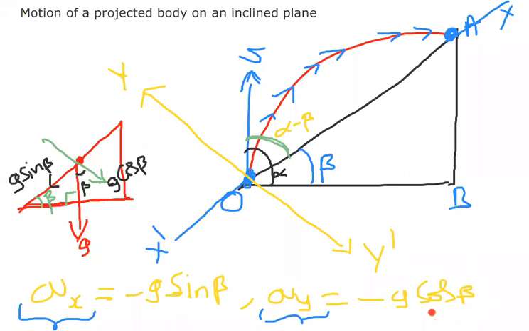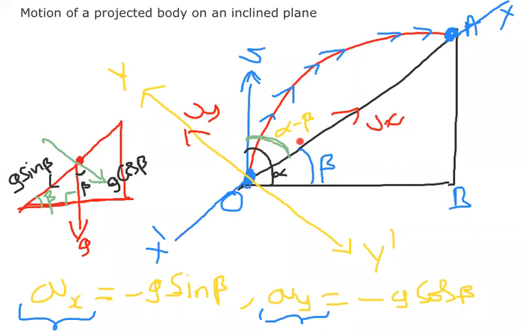Now, let us observe what ux and uy are. ux is in this direction and uy will be in this direction. Now, can you tell me the ux and uy values? Carefully observe what the ux value is. What is the angle that u makes with the inclined plane? Inclined plane means x dash.